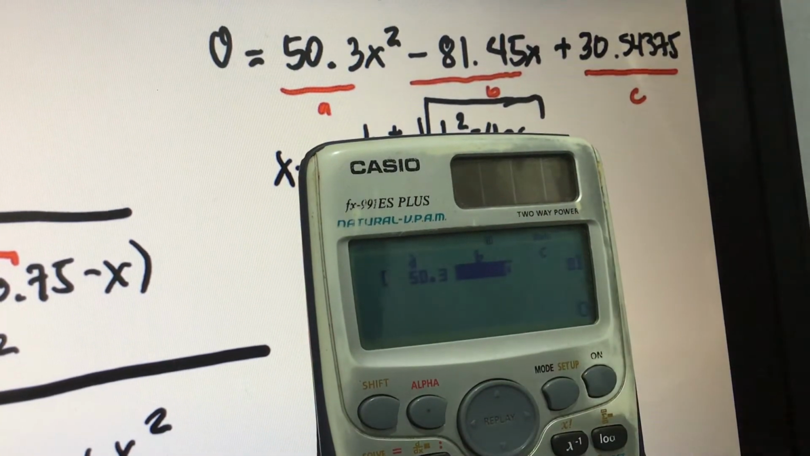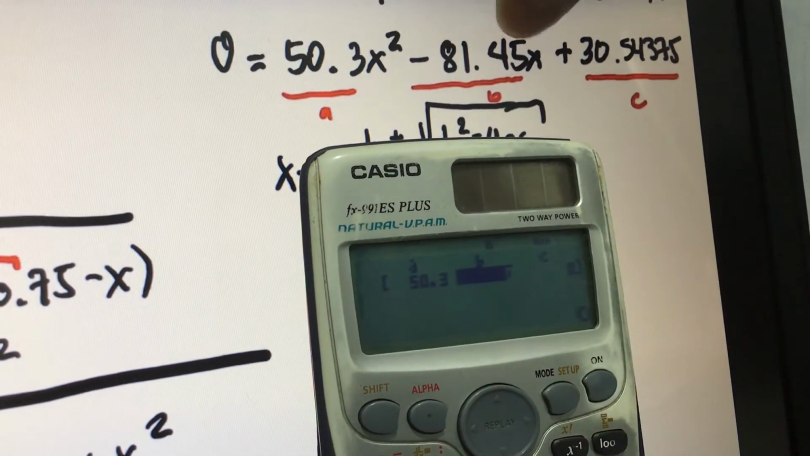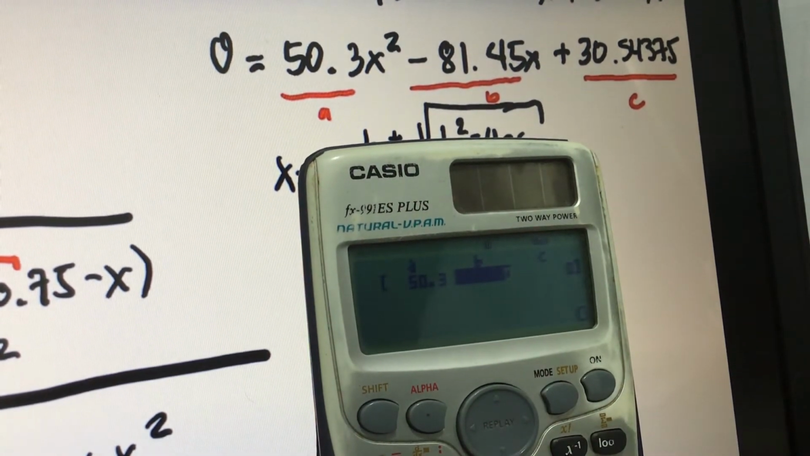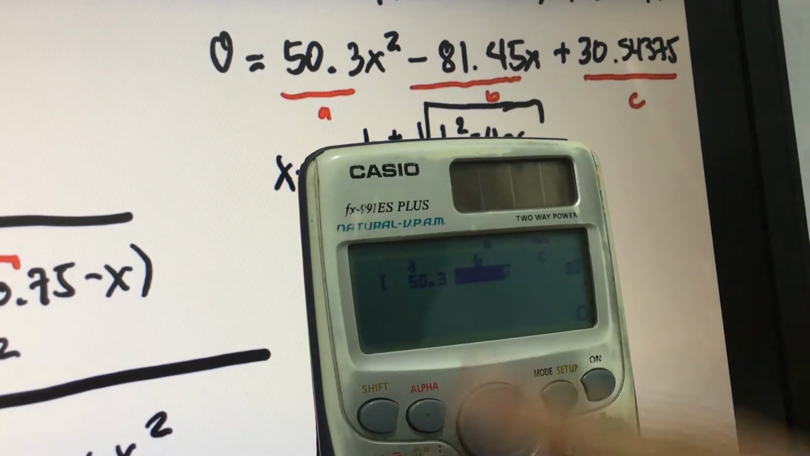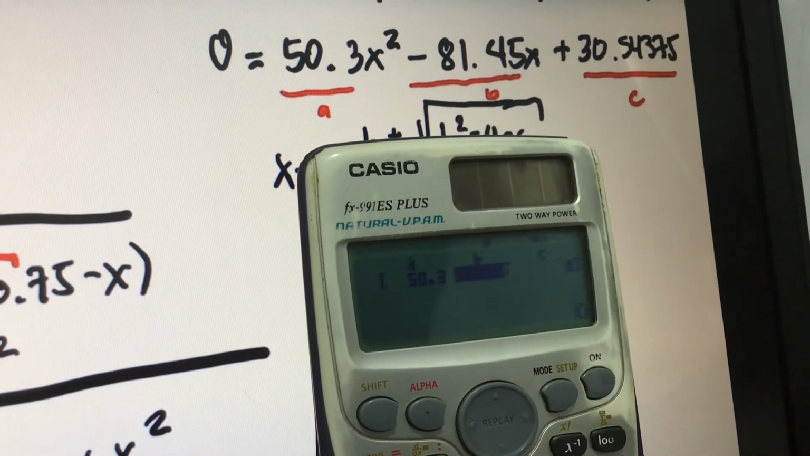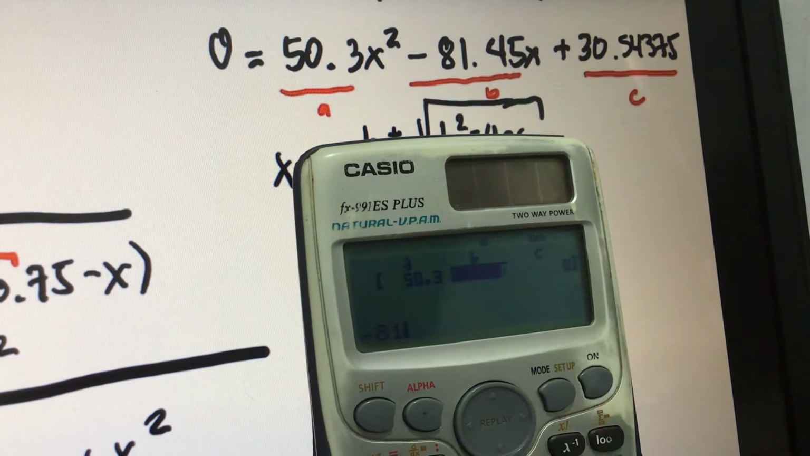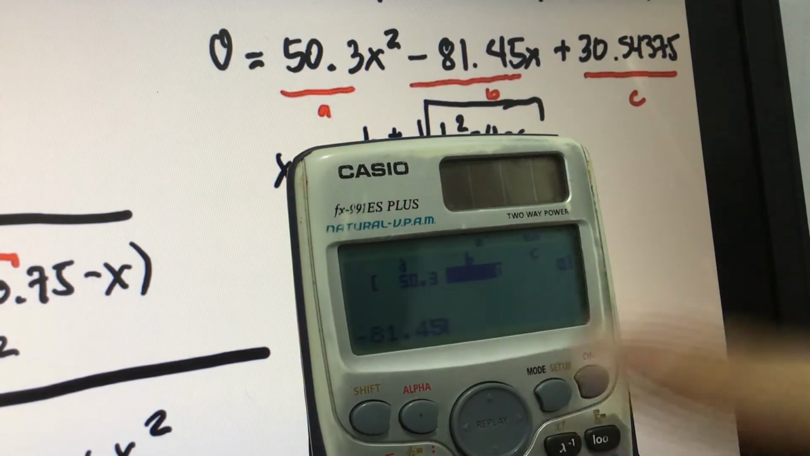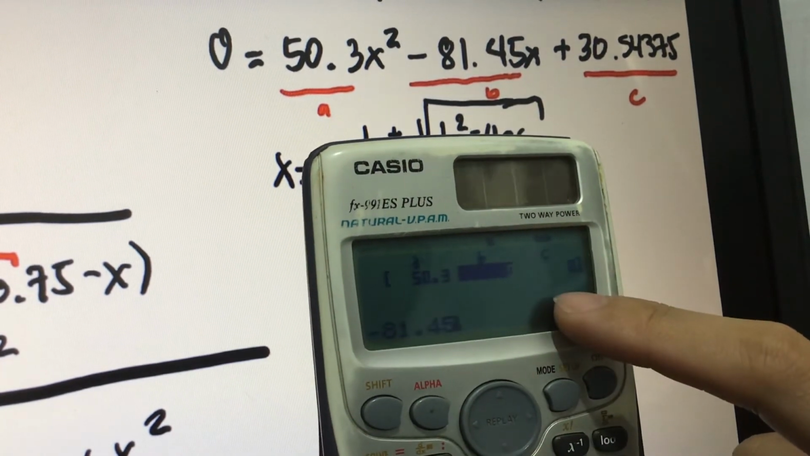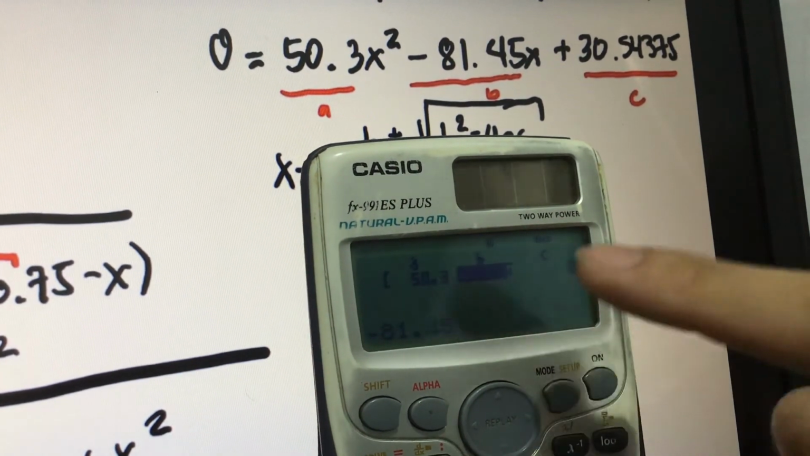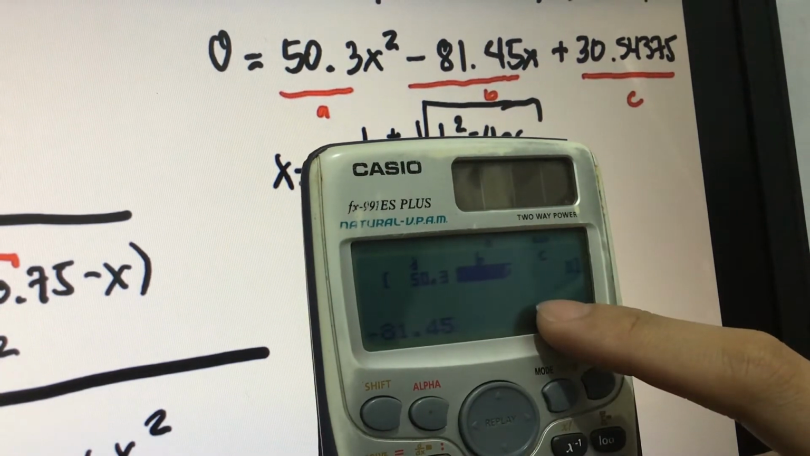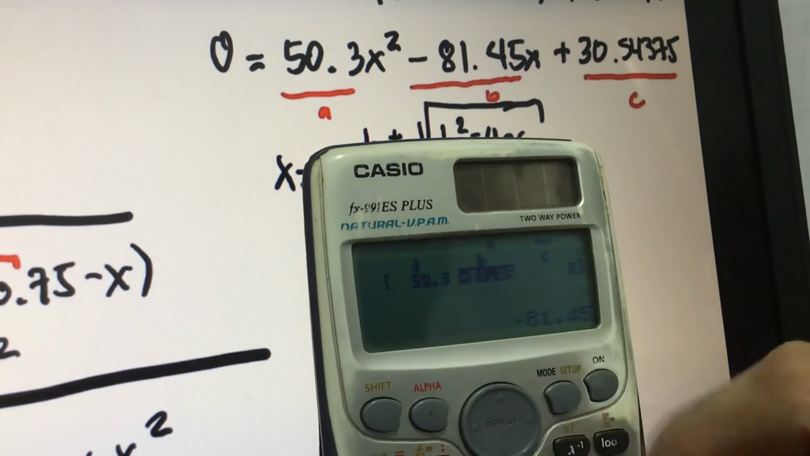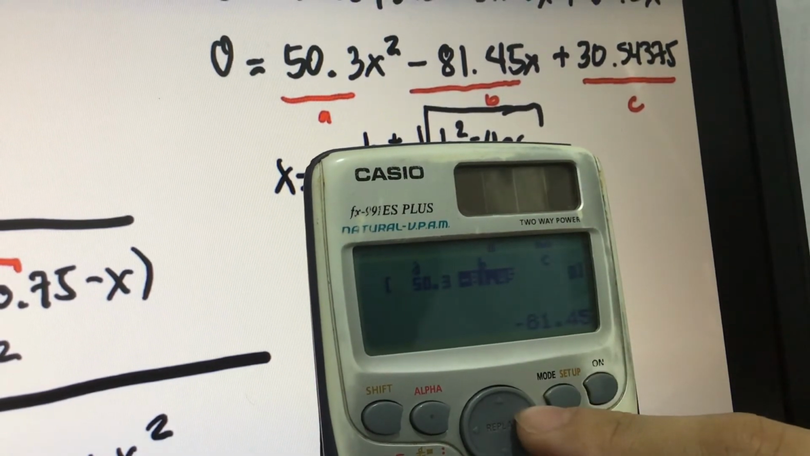How about letter B? Our letter B in our equation is negative 81.45. So you type negative 81.45 into that cell, then you press the equal sign so that the number is encoded in that cell. There you go, our negative 81.45 is already in the cell for letter B.